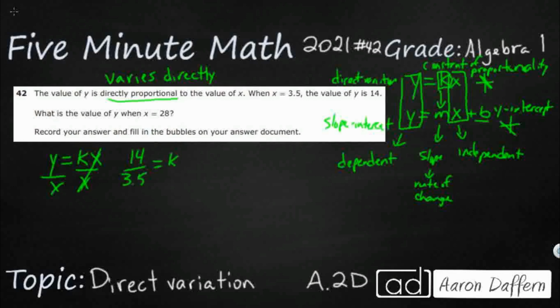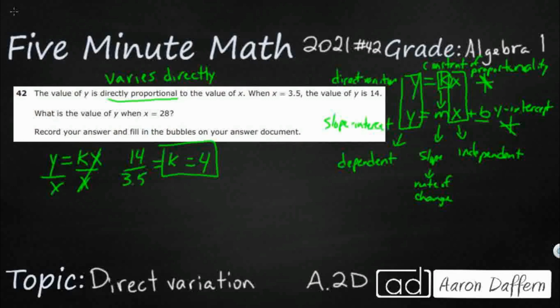So how many times does 3.5 go into 14? Well, if you double 3.5, you're going to get 7. If you double that, you're going to get 14. So it just equals 4. So that's my constant. The constant of proportionality is 4.